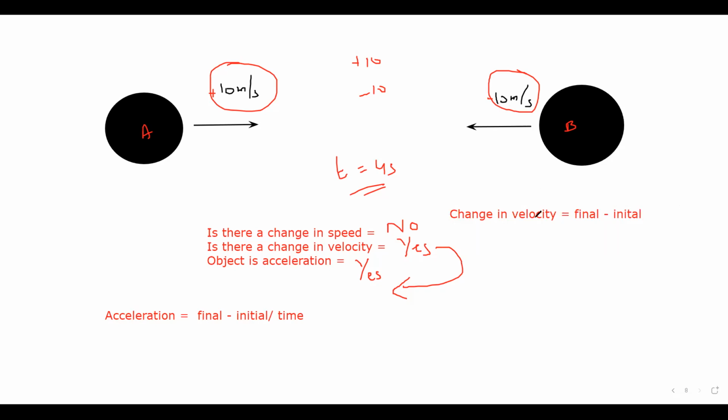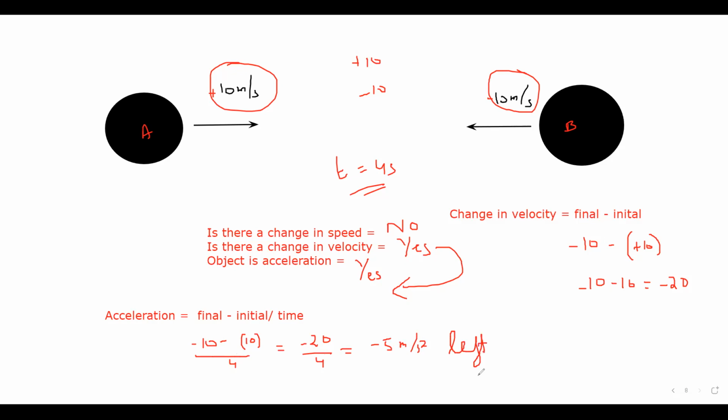What is the final value for the velocity? It's minus 10, and minus the initial, which is plus 10. So the change in velocity is minus 10 minus 10, that's equal to minus 20. So the change in velocity is minus 20, and divided by time, that will give you the acceleration. So minus 20 divided by 4 is equal to minus 5 meters per second squared. We are getting a negative, and negative means towards the left. So this object is accelerating towards the left-hand side.